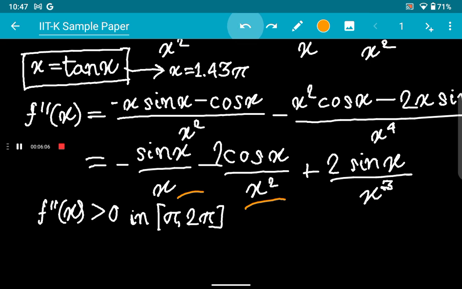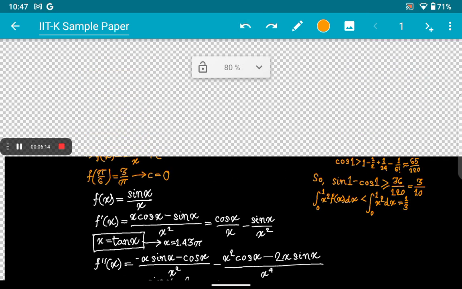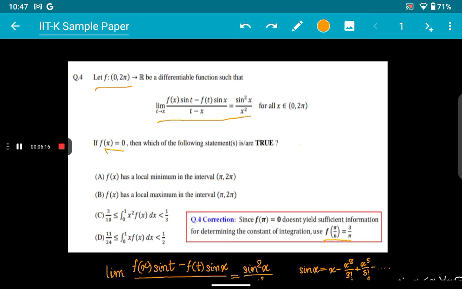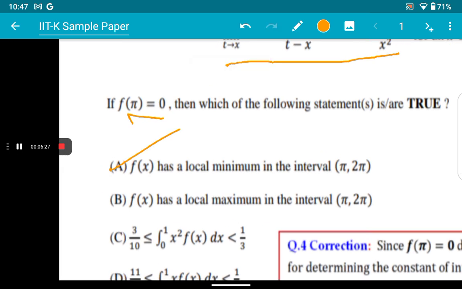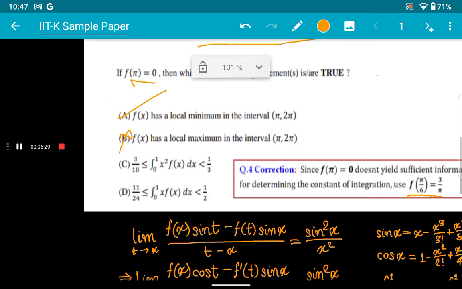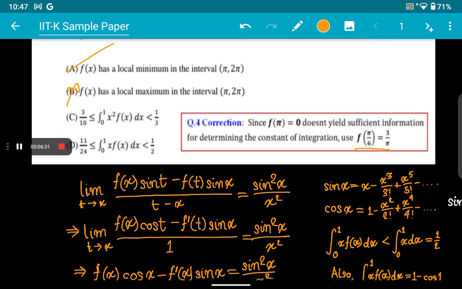So that gives us that f double dash of x is greater than 0 in all of pi to 2 pi. So from that we conclude that f double dash of x greater than 0, that is the condition for our minima when f dash of x equal to 0. So this option becomes correct and this becomes wrong. Now coming to the tricky part.